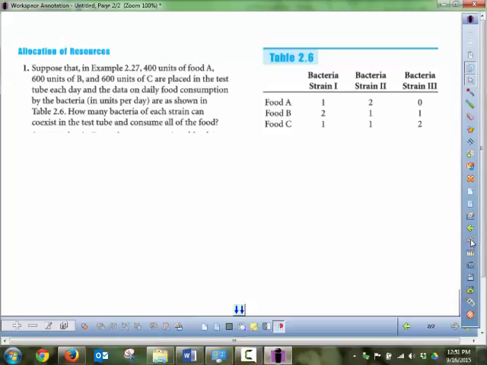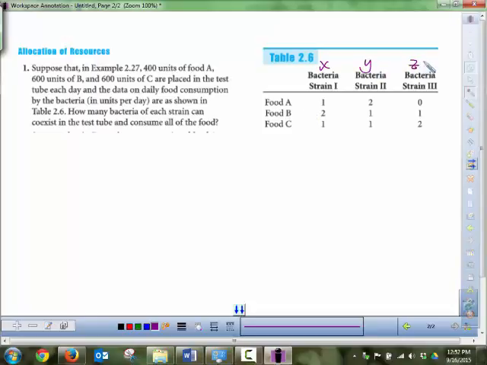So what we're interested in is the amount of bacteria of the different strains. We're going to place them in some tubes, and they're going to eat a certain amount of food A, B, and C, and then we'll see how that works out. So let's start off by assigning variables to some of these things. Let's call bacteria of strain 1 X, and then Y, and then Z.